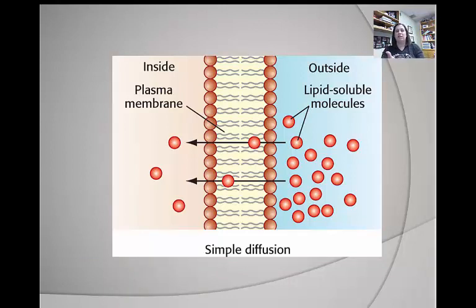But since there's no protein to help it, this is simple diffusion. Now, passive transport means there was no energy required. This is like the lazy river at a water park. You get in and it just takes you around and you don't have to do any work.